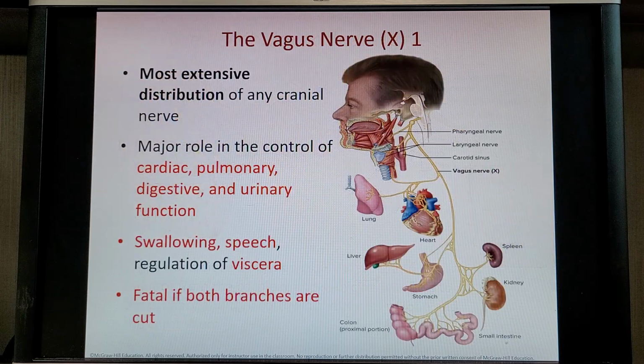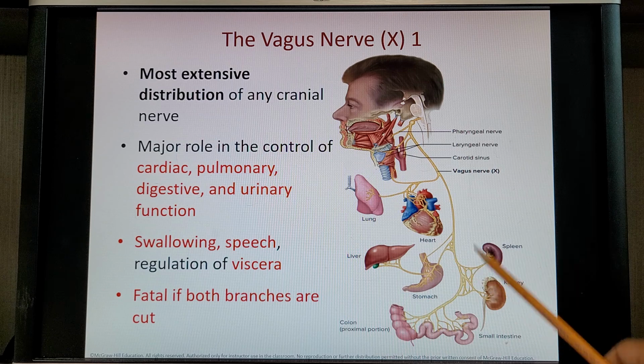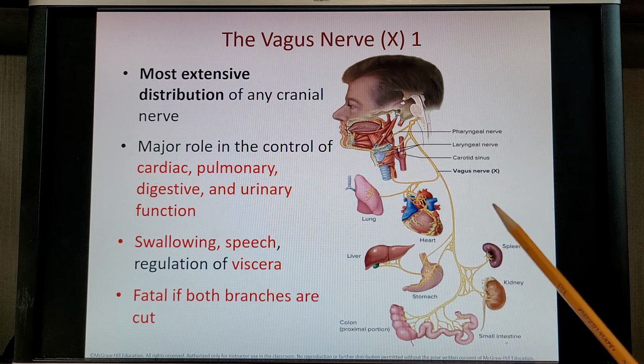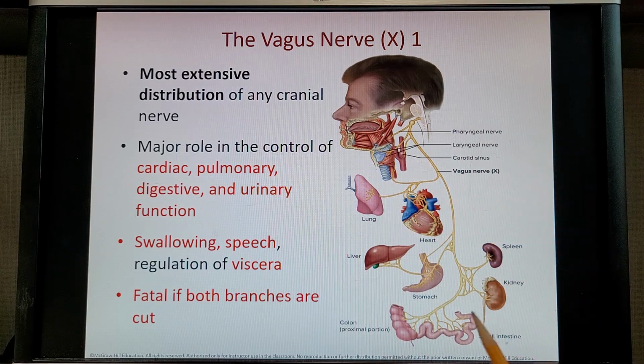And then the last one, so our vagus nerve. So this is going to send sensory information from our major organs and send it to the brain. So part of its function is just making sure everything's working, just getting that information to the brain. We have 2 major branches off of our vagus nerve. If both of them are cut, you're going to die.